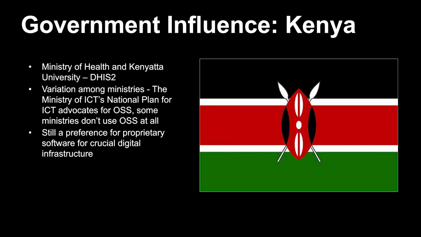Also similar to India, the Ministry of ICT in their national plan has a recommendation to build on and use OSS tools in all agencies. But from what we've learned is that it greatly varies among ministries, and some don't use it at all. And the government still prefers proprietary software tools, especially when it comes to crucial infrastructure, such as security tools.